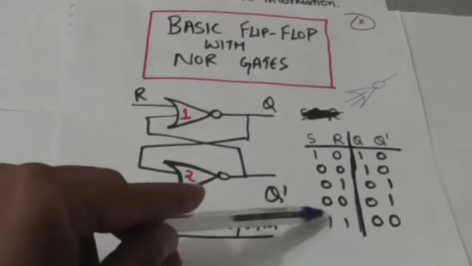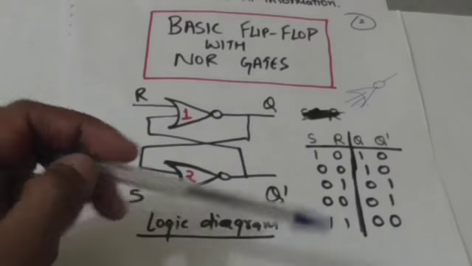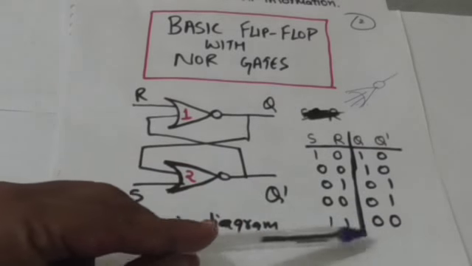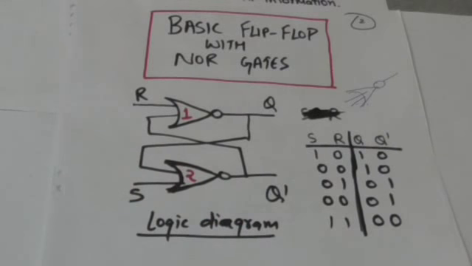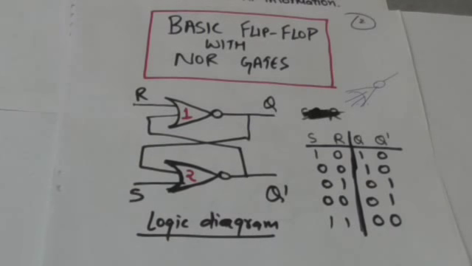When both S and R are equal to 1, Q and Q' both will be equal to 0. But Q and Q' should be complements of each other. They should not be equal. So this condition should be avoided.